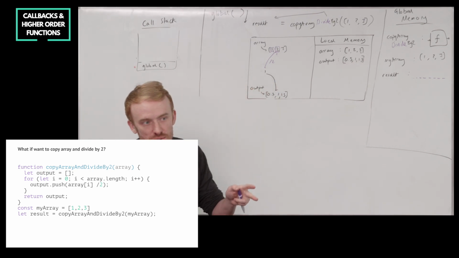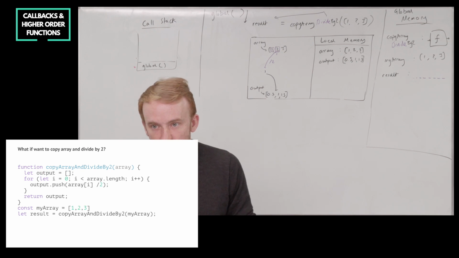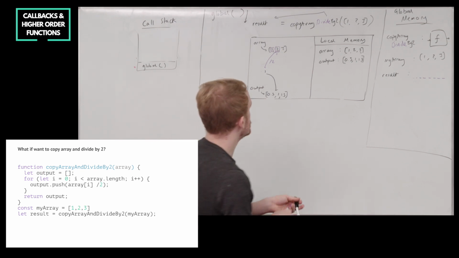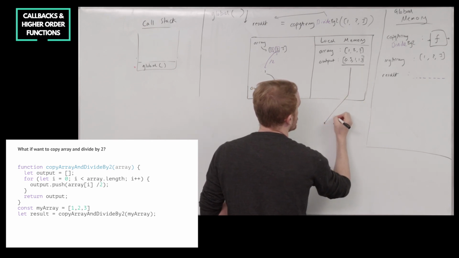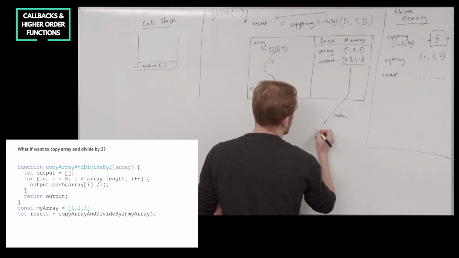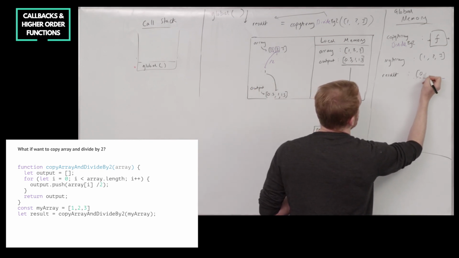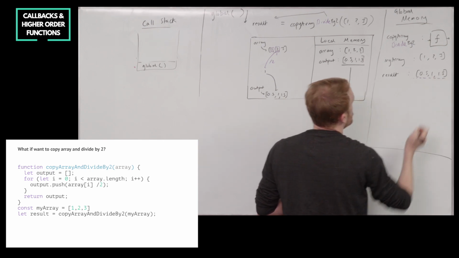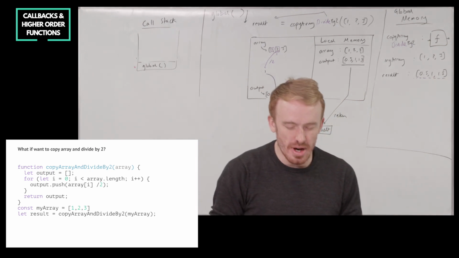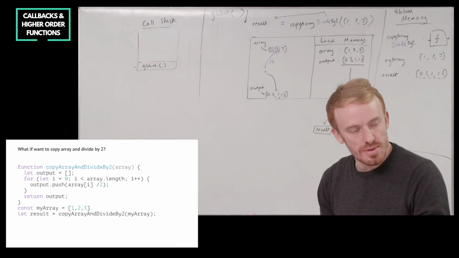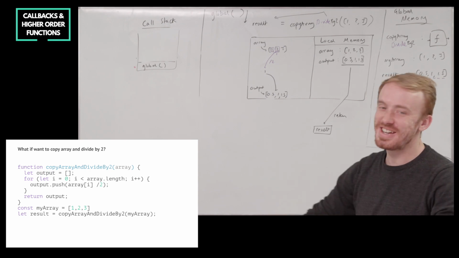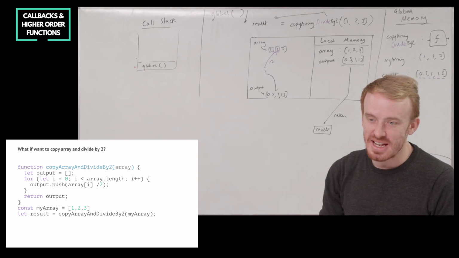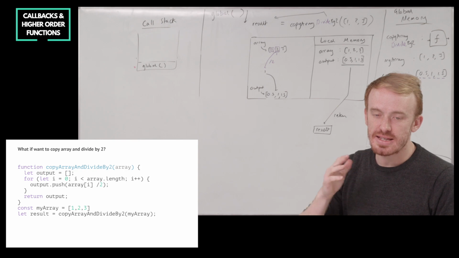And now we hit the close of our function, the final line, Lewis, which says what? We're returning the output, which is the array containing 0.5, 1, and 1.5, into our global memory, which is the result. The result global variable. And look at that. We have successfully run copy array and divide by 2, which took in 1, 2, 3, and returned out 0.5, 1, and 1.5.